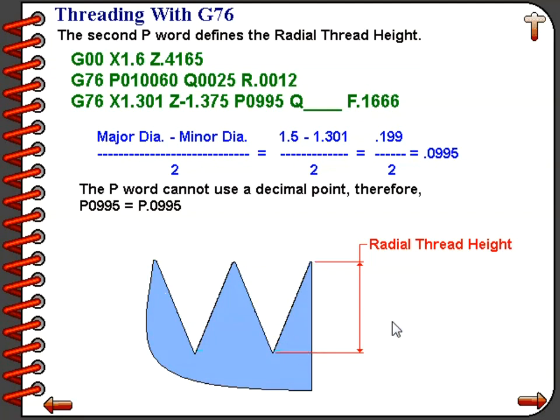This is very easy to calculate once we know the major and minor diameters. We would simply take the major diameter minus the minor diameter and divide it by 2, which in our case would be 0.0995. And because we can't use a decimal point, we would program that simply as P0995.